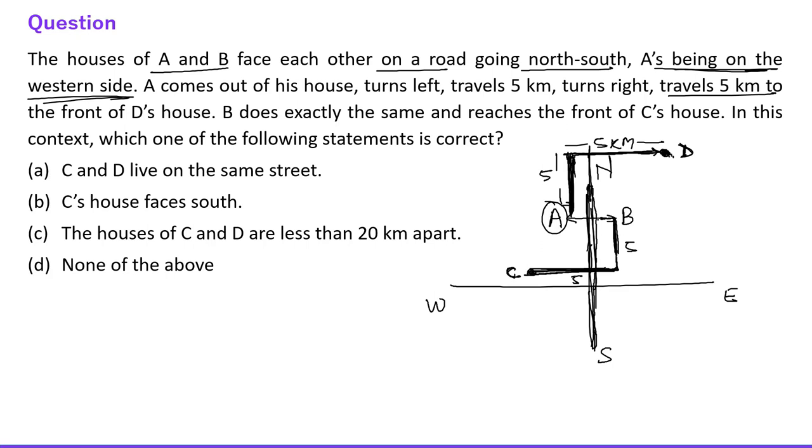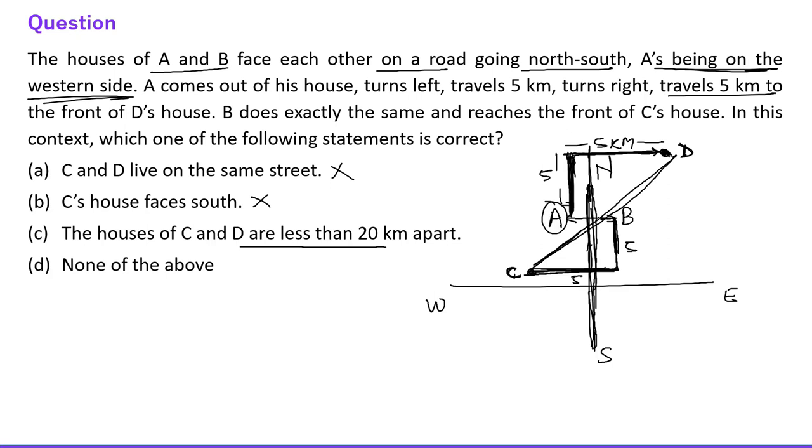After that, which one of the following statements is correct? C and D live on the same street. No, this is not correct. C's house faces south. No, it is not correct. The houses of C and D are less than 20 kilometers apart. We need to find the distance between C and D's houses, right?